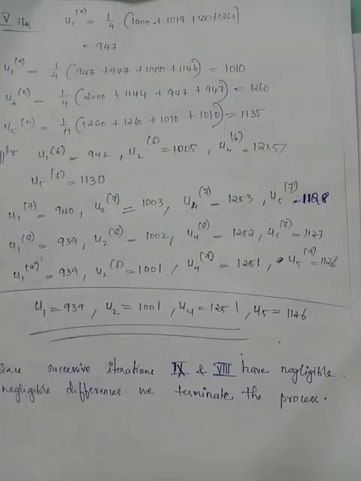In this particular question, iterations 8 and 9 show negligible differences in the values of the unknowns u1, u2, u4 and u5. Hence, you stop the iteration at iteration 9 and the final values are given here.